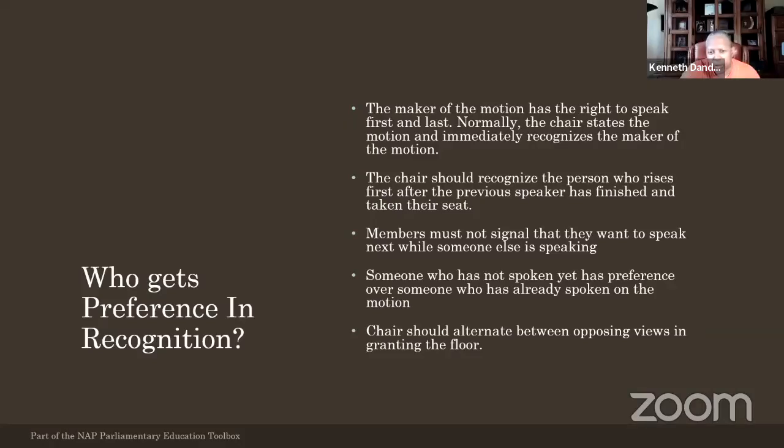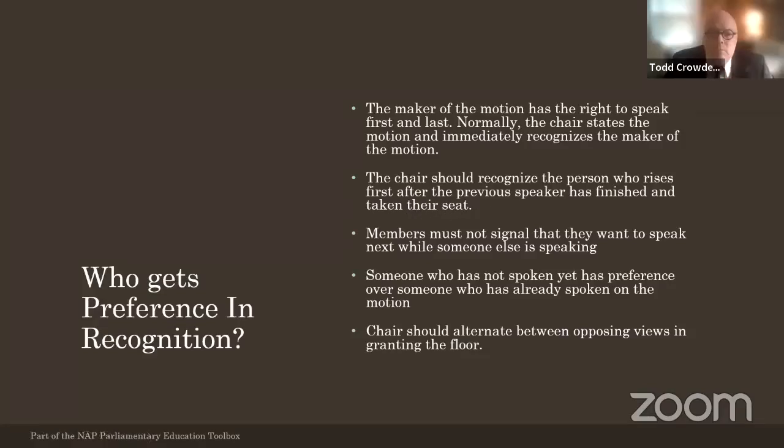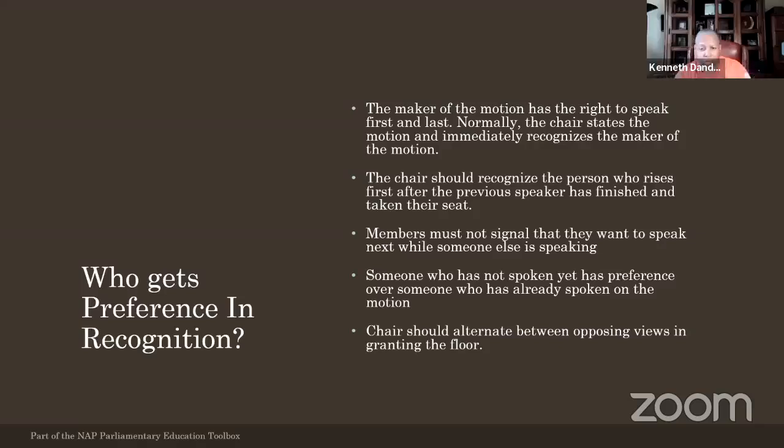Okay, yeah. The second bullet says the chair should recognize the person who rises first after the previous speaker. So, in terms of trying to be acknowledged to speak, do you rise first or do you wait? How do you get acknowledged by the chair without being out of order?